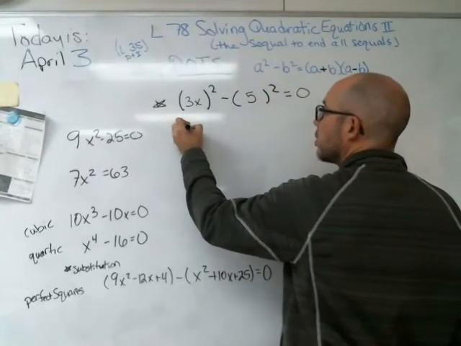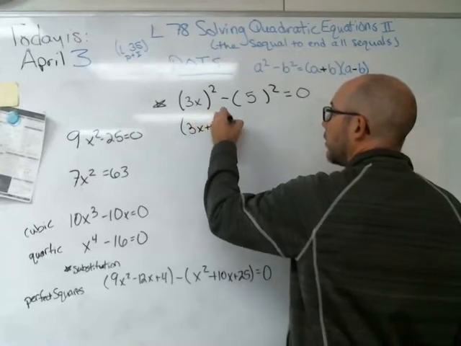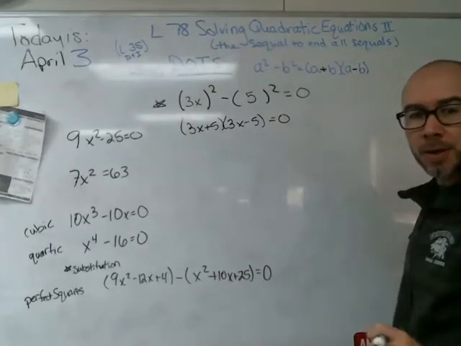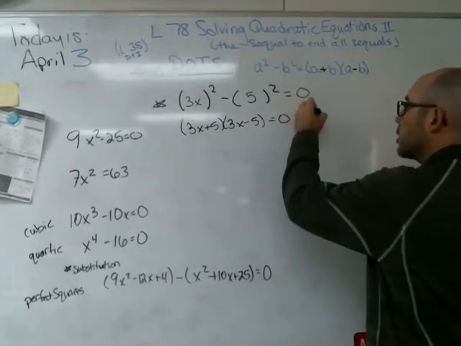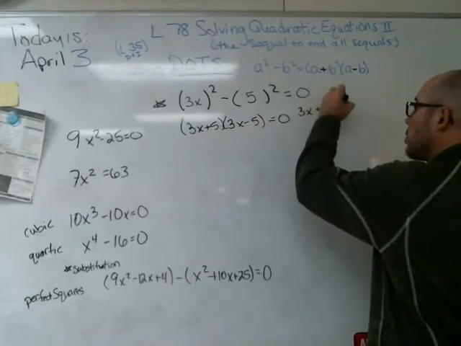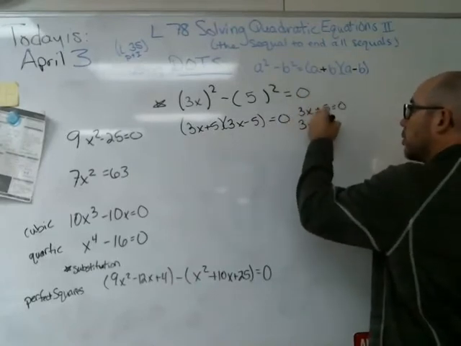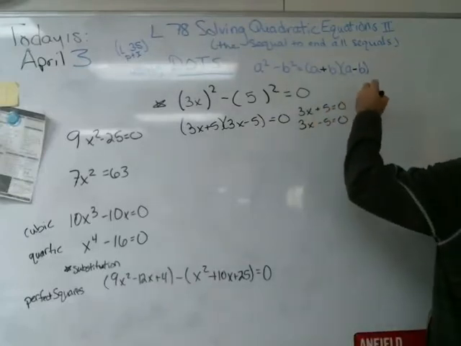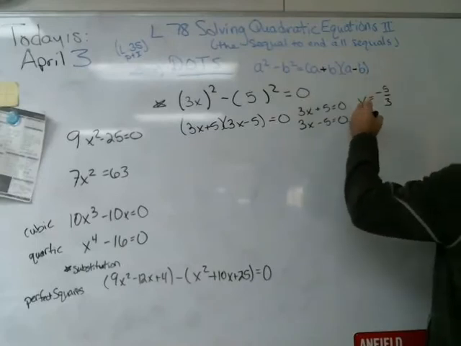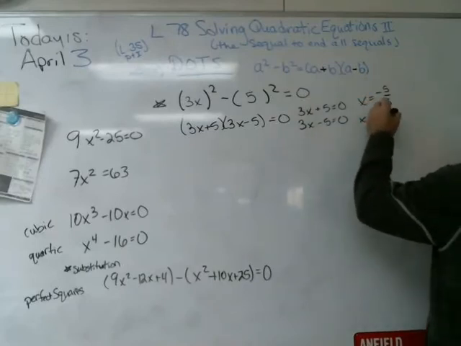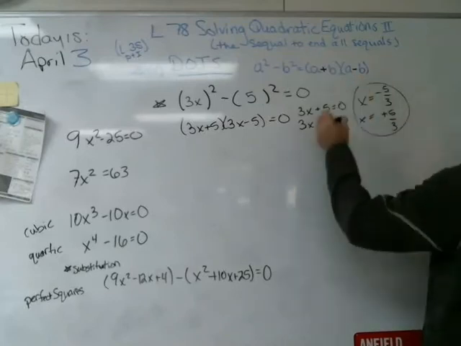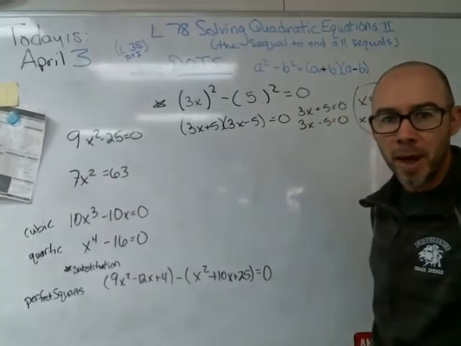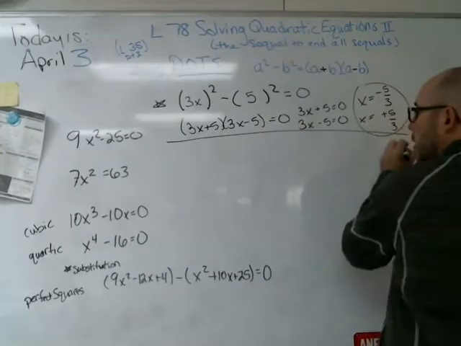So this side turns into (3x plus 5)(3x minus 5) equals 0. And then using the zero product property, we can set each of those equal to 0 and solve. In this case here, x is negative 5/3, and in this case here, x is positive 5/3. There's our 2 answers. We know it has 2 answers because it's a squared thing. Thus says the fundamental theorem of algebra. Right, that's the easy one.